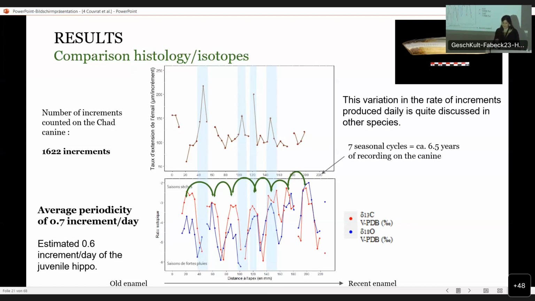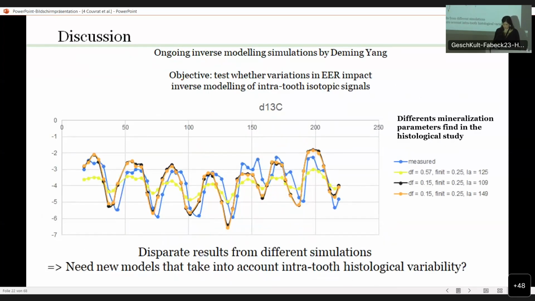This variation in the rate of increments produced daily is quite discussed in other species such as rodents or primates. So we wanted to know if, for the model of Passey and colleagues, it had an impact that we have a different mineralization parameter. As this model is based on a histological parameter and sample geometry, one of our collaborators, Deming Yang, did the modeling with different parameters found in the histological study, found here. And as you can see, the results are very disparate.